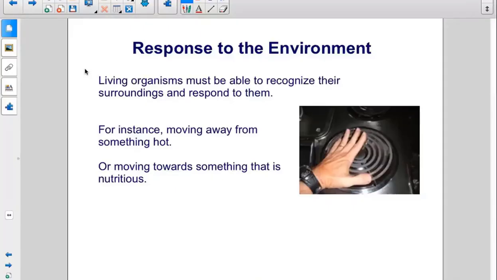Living organisms must be able to recognize their surroundings and respond to them. For instance, moving away from something hot, or moving towards something that is nutritious.